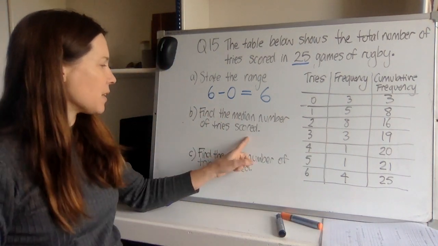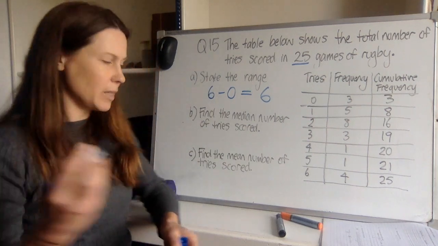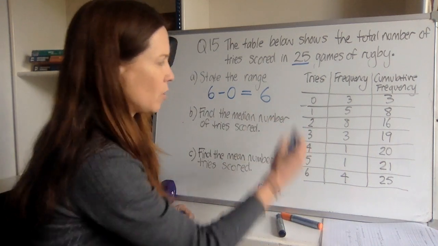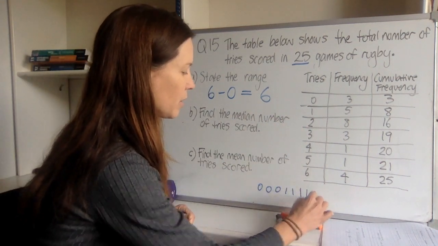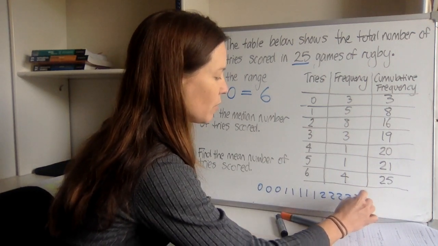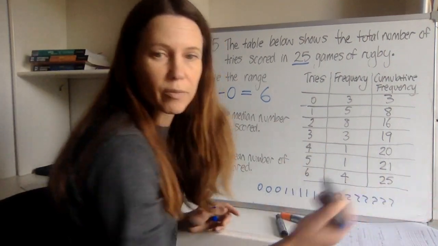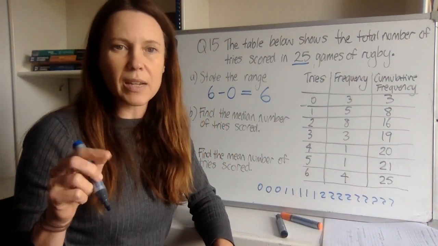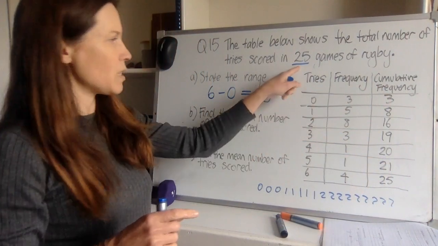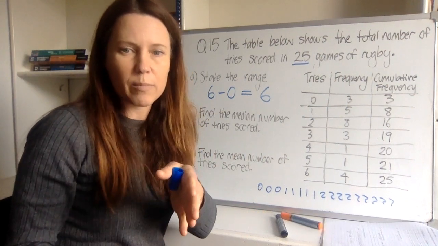Now, find the median number of tries scored. Well, if we lined all these answers up, let's imagine that we had 0, 3 times, 1, 2, 3 times. 1, that happened 5 times. This is what it would look like. 2, that happened 8 times. 1, 2, 3, 4, 5, 6, 7, 8. And I could keep on going with the 3s and the 4s and the 5s. If we're finding the median number, we're counting in from the ends on those 25 different games to see what the middle game would be.